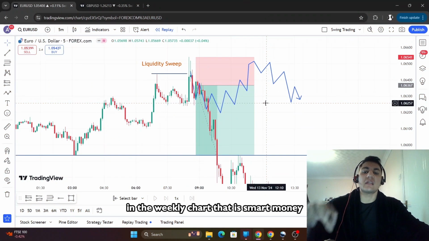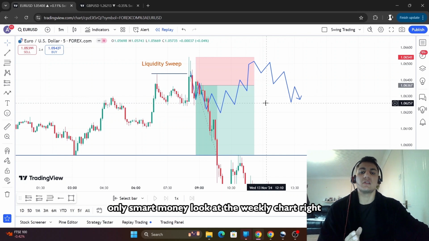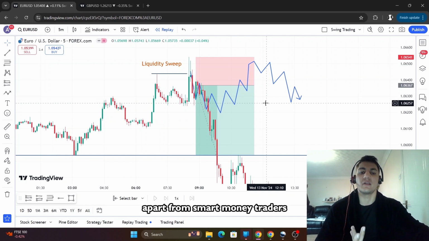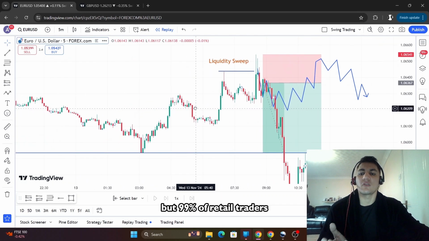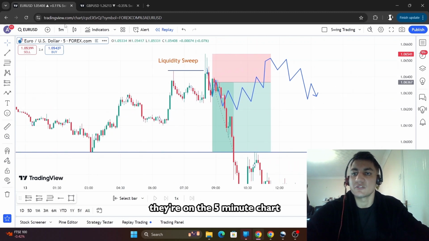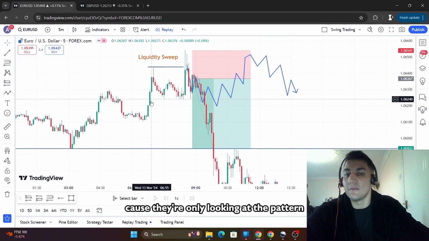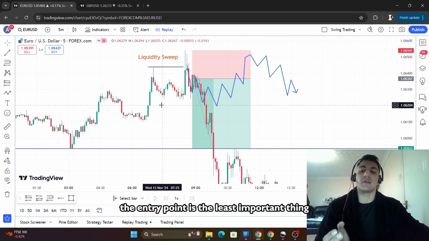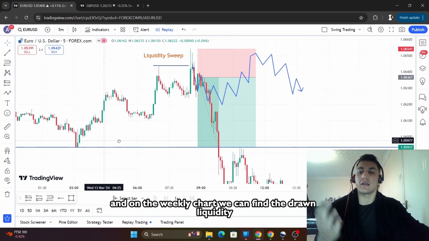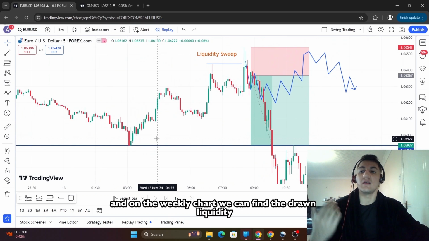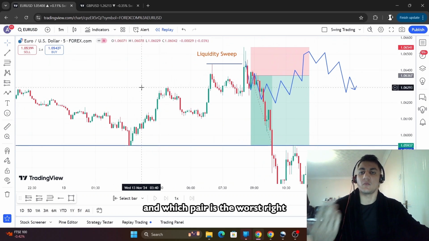And the weekly chart, that is smart money. Only smart money traders look at the weekly chart, but 99% of retail traders aren't even looking at it. They're on the 5-minute chart, and they might have heard of a fair value gap, so they'll just buy a fair value gap because they're only looking at the pattern. The entry pattern is the least important thing. The key thing is the draw on liquidity, and on the weekly chart, we can find the draw on liquidity, and we can decide which pair is the best and which pair is the worst, right?